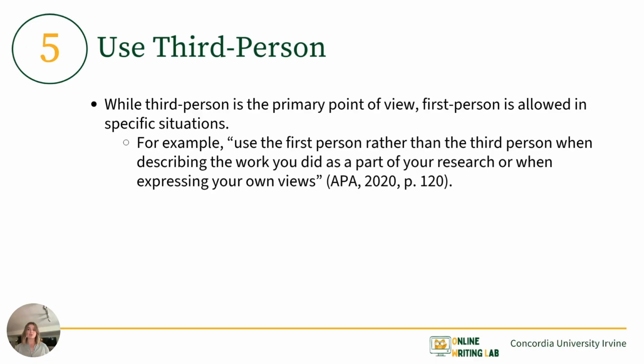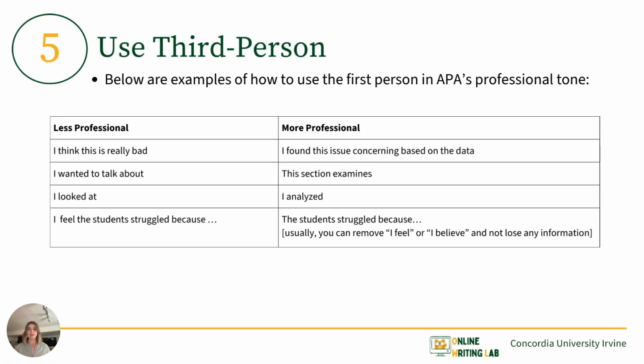Overall, it is best to use third person, but first person is allowed in specific situations with reflection papers and other similar assignments. One example of when you would use first person is if you are describing work you did as a part of research or when you are expressing your own views. When you use first person APA, here are some examples of how to remain professional.